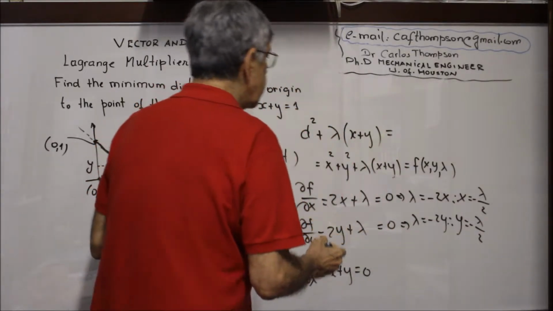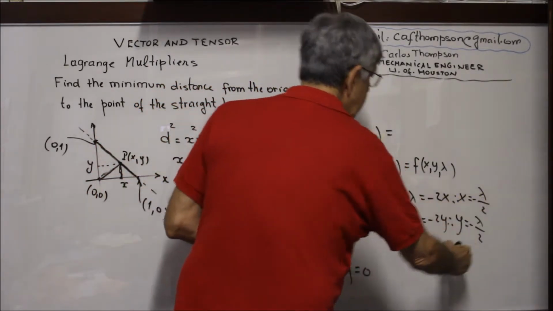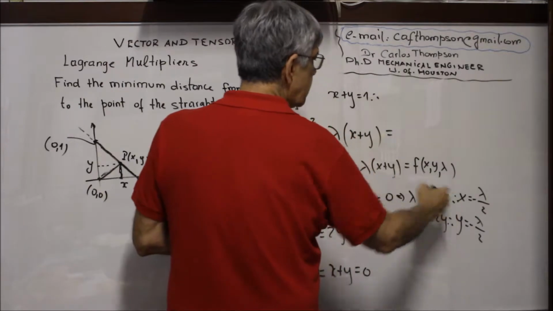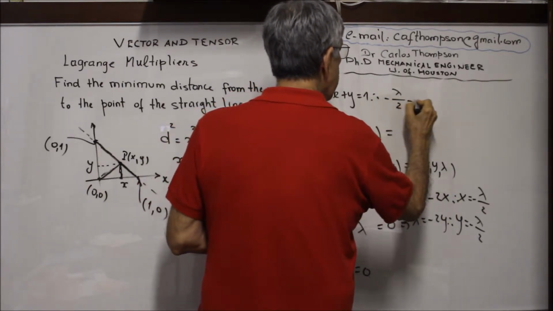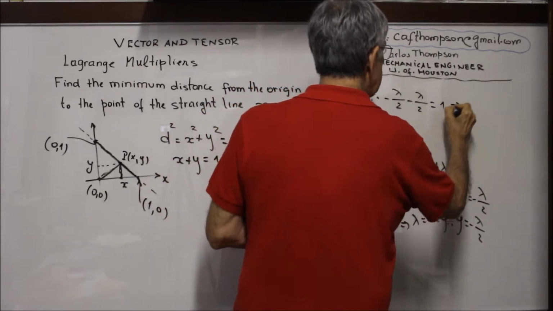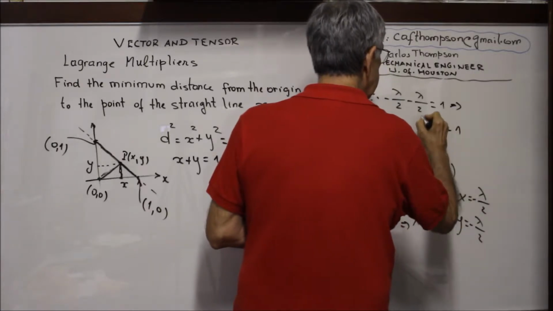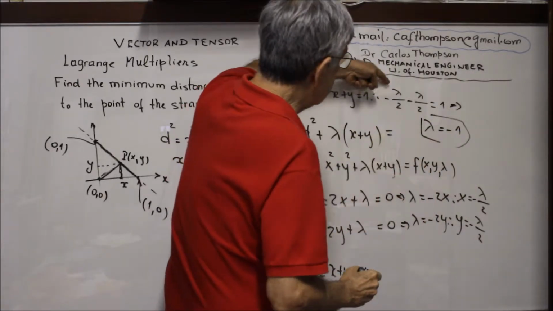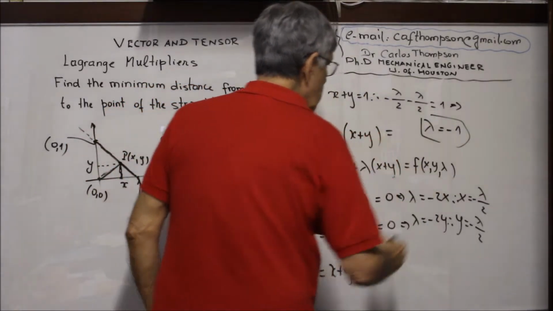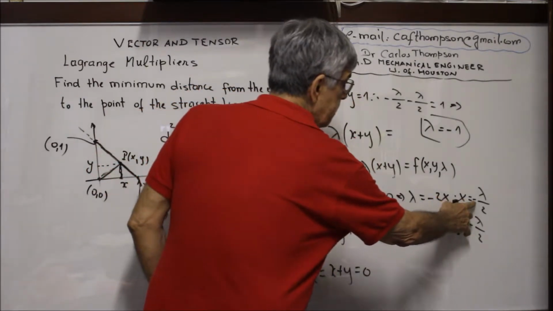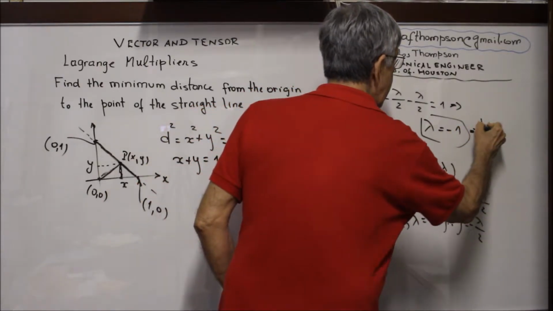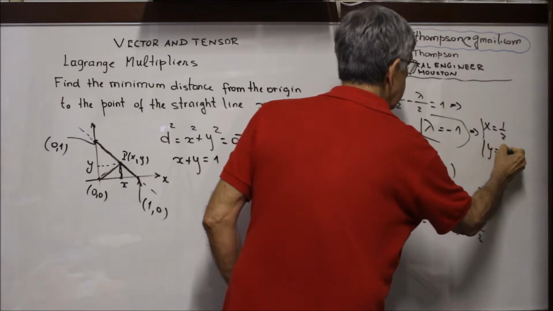So let's plug this x and y into x plus y equals 1. Then minus lambda over 2 minus lambda over 2 is equal to 1. So this implies that lambda is equal to minus 1. You see, because 1/2 plus 1/2 is equal to 1. So if lambda is minus 1, this implies that x will be 1/2 and y will be 1/2.